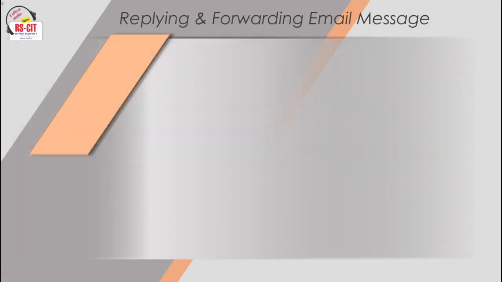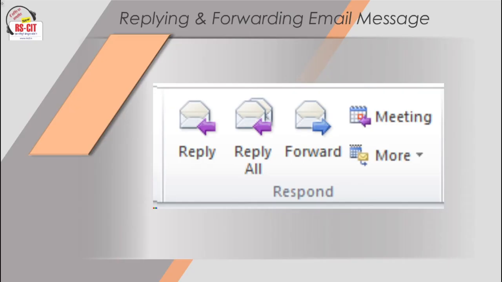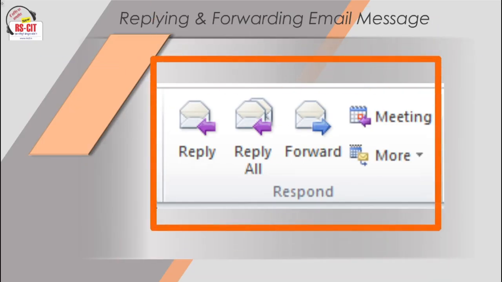Reply to or forward an email message. When you reply to an email message, the sender of the original message is automatically added in the To box. Similarly, when you use Reply All, a message is created and addressed to the sender and any additional recipients of the original message. Whichever you choose, you can change the recipients in the To, CC and BCC boxes. When you forward a message, the To, CC and BCC boxes are empty and you must enter at least one recipient.